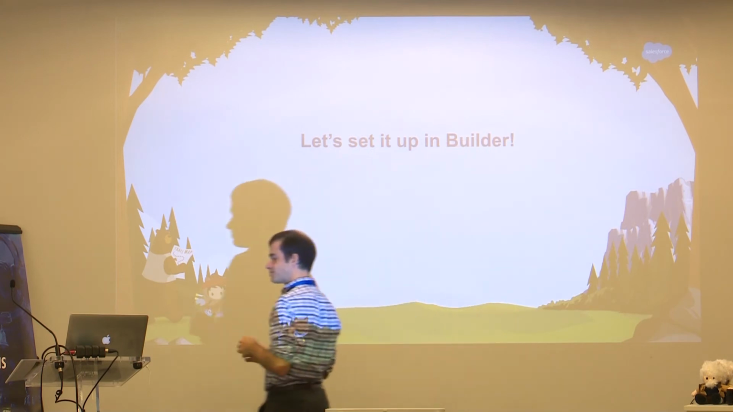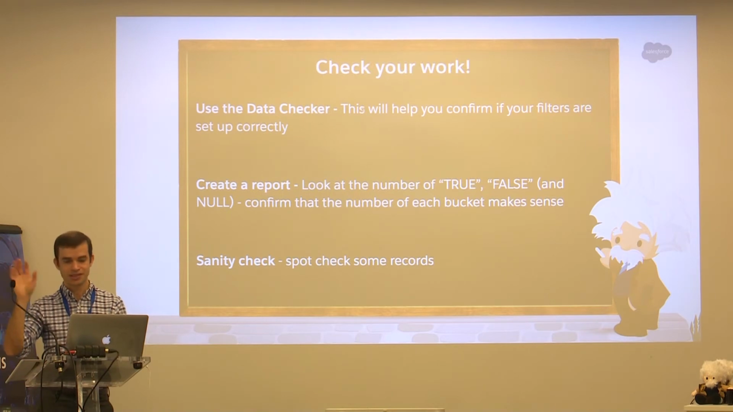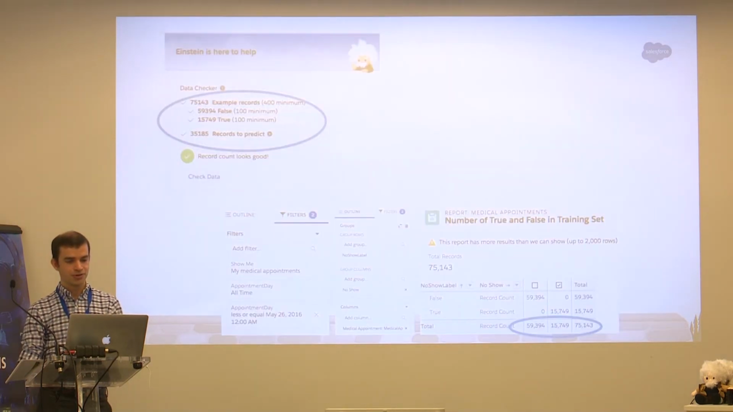All right. So now that this is done, as I said, there are different ways you can do a sanity check once you've set it up. One is using that data checker that I showed you on the side, to help confirm that you set up correctly. Because if, for example, you have 0 records to predict, or no positive examples, that could mean something went wrong. You can also create reports to make sure it's set up correctly, a sanity check on some records.